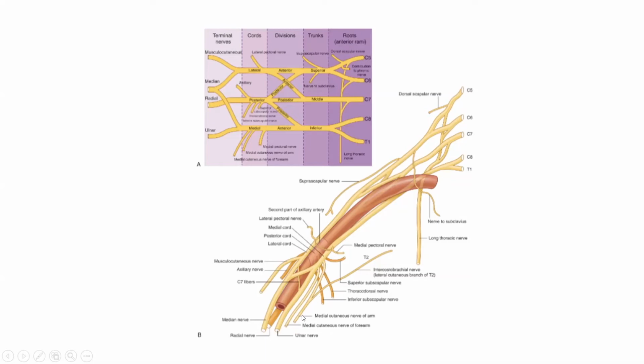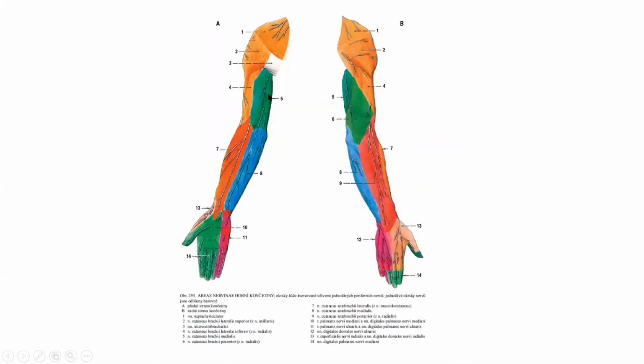One is the medial cutaneous nerve of the arm, which according to its name supplies the skin, the cutaneous part, of the medial aspect of the arm, and the other is the medial cutaneous nerve of the forearm. And here you can see exactly these two nerves. This is the area supplied by the medial cutaneous nerve of the arm, arising directly from the medial cord, and here as well from the posterior view. And here is the area of the medial cutaneous nerve of the forearm, which is the same nerve arising from the medial cord.